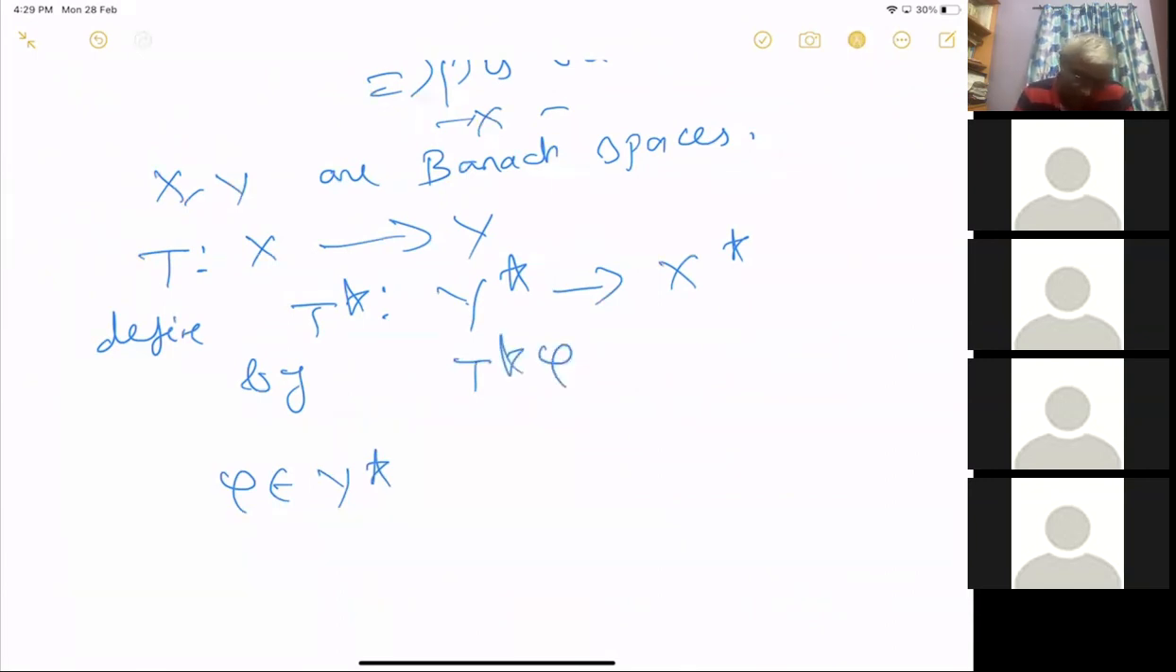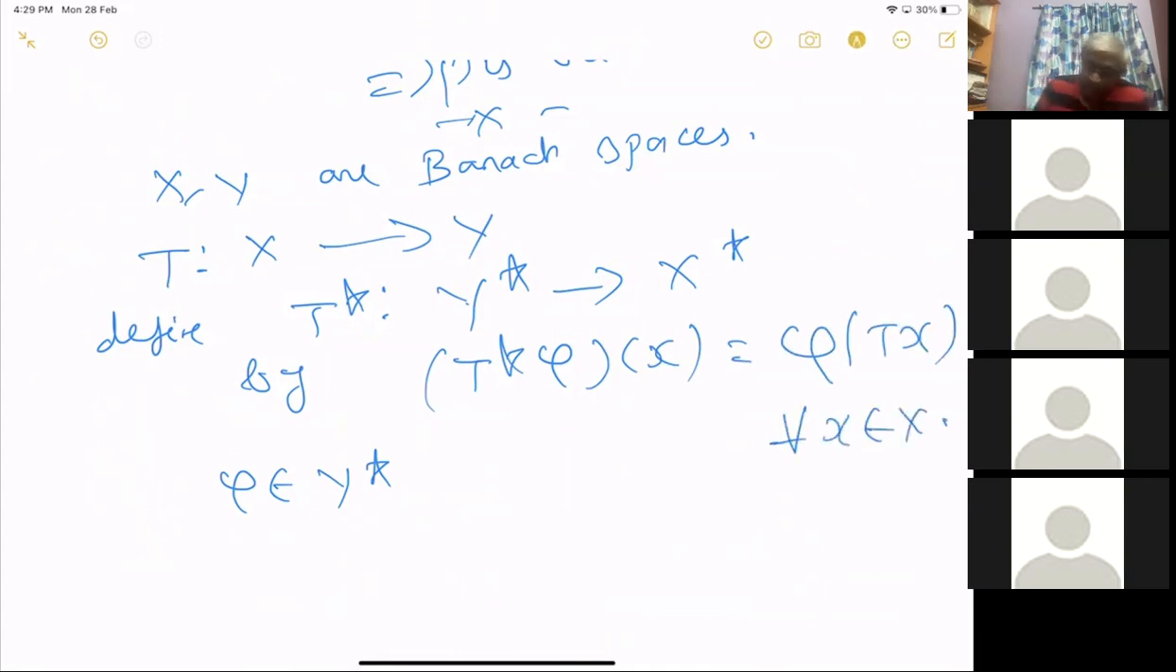We have a map from X to Y, where X and Y are Banach spaces. Then we want to define a map from Y star to X star, the dual of Y to the dual of X. So we take a linear functional on Y, which is phi in Y star. Then T star phi acting on x, we have to get a functional on X, is equal to phi of Tx, for x in X. So this map is clearly defined. The definition is not a problem.